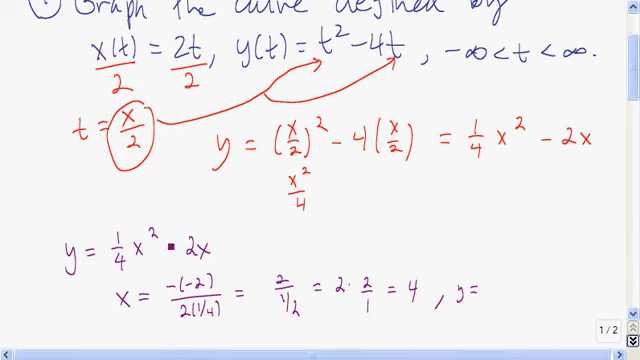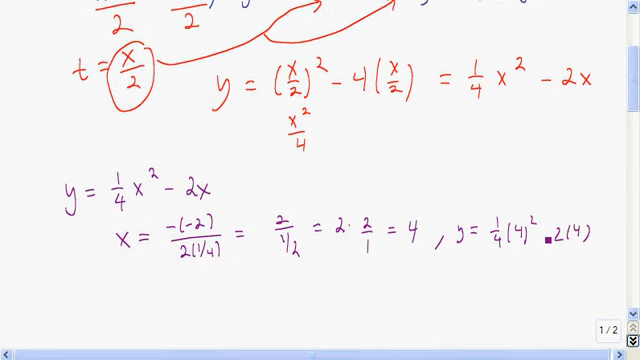So 1/4 times 4 squared minus 2 times 4. And that is equal to 1/4 times 4 squared. 4 squared is 16. 1/4 times 16 is 4. Minus 2 times 4 is 8. So that's going to be negative 4. So the vertex of this parabola is at the point 4, negative 4.